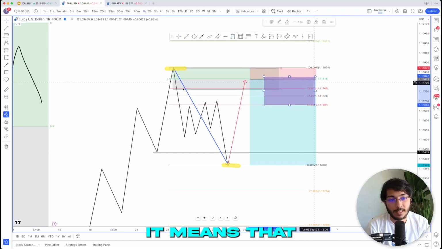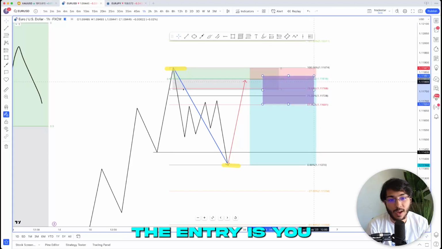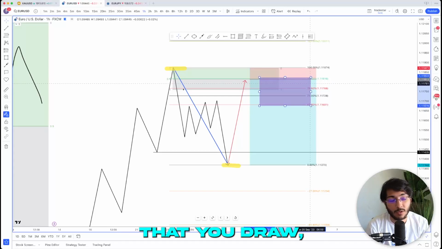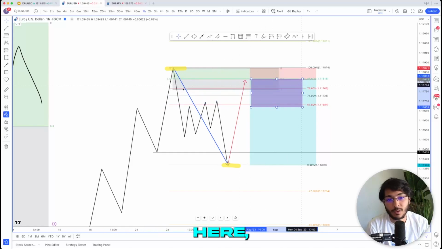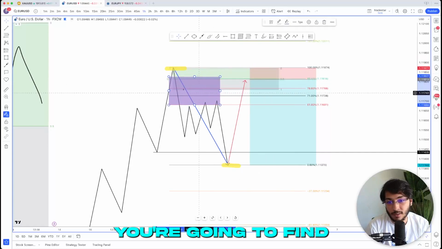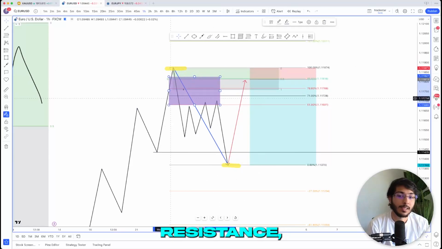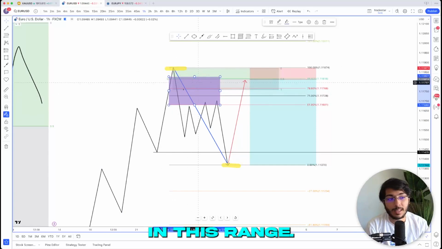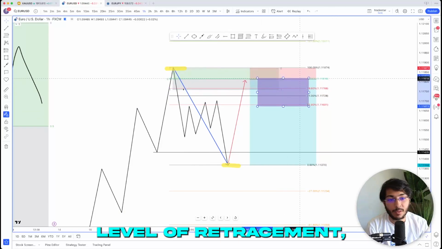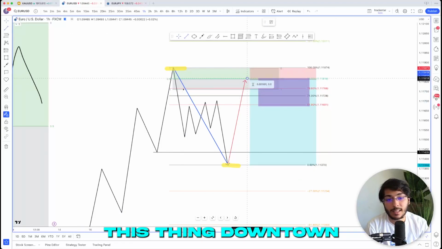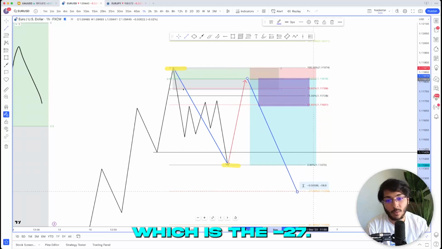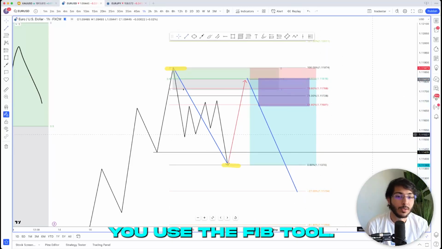What does that mean? It means that you want to wait for price to retrace back into this zone to find an entry. And how you find the entry is you take this box that you draw, you look left and you trade right. What does that mean? Once you draw this over here, you're going to grab it and put it over here, and find a reason, institutional level, resistance, supply or demand zone, whatever it might be, in this range. Once you find that, it's an added confluence in the deep level of retracement. You're selling a very premium level, and then we ride this thing downtown to the D extension level, which is the -27. So that's how you use the fib tool.